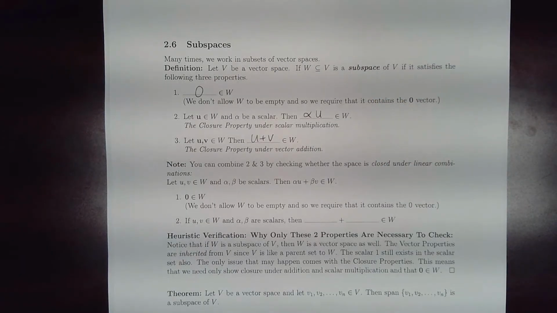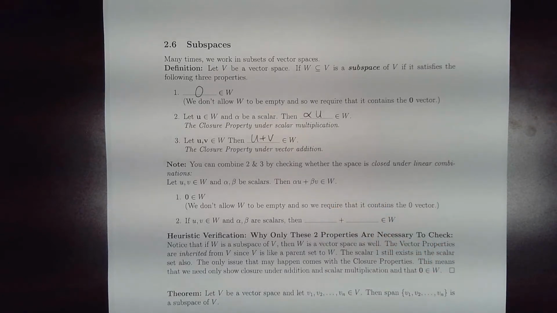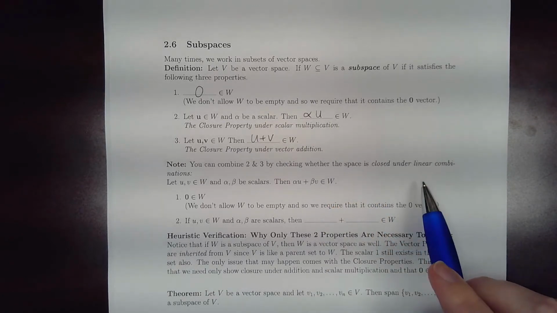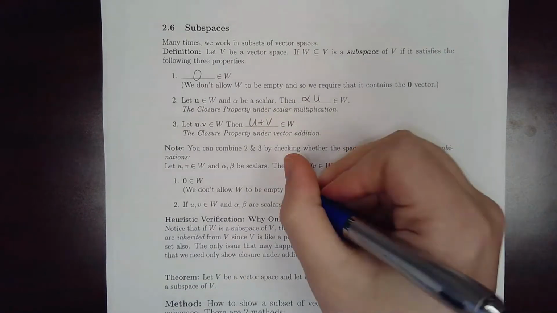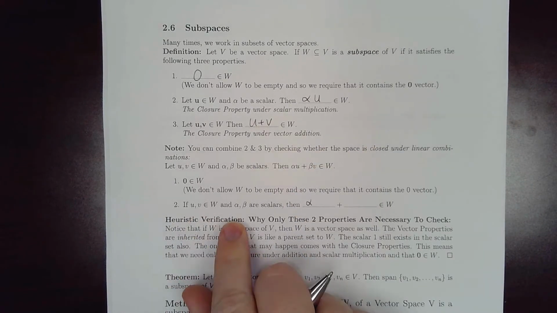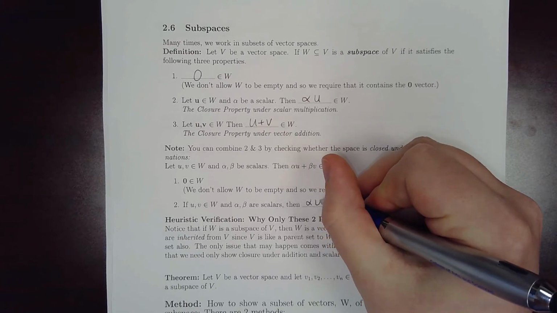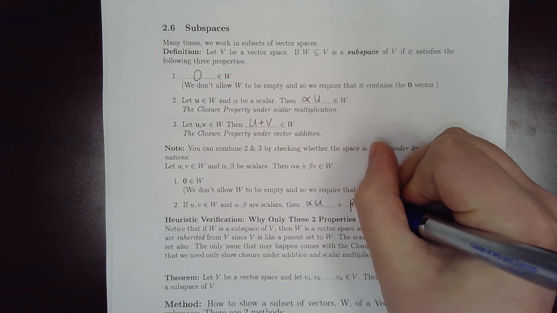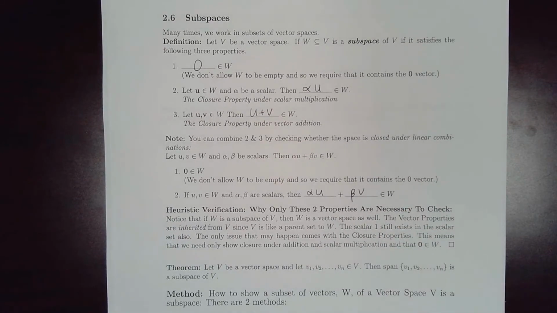Note that if we really wanted to, we could combine conditions 2 and 3 at once to say that we're closed under linear combinations. And then all we would need is the zero vector. And if we had U and V and alpha and beta, we would need alpha U plus beta V to be part of our potential subspace W.